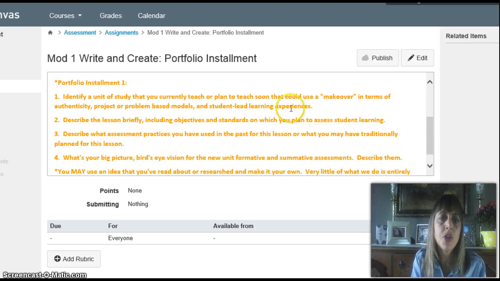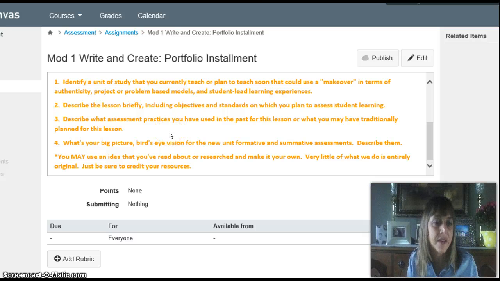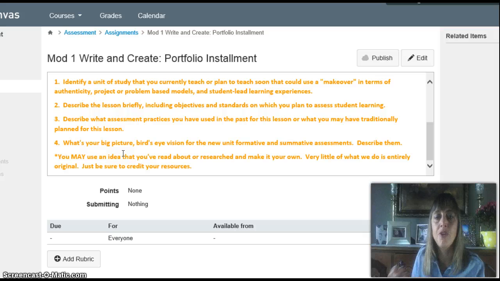And when I say this, we're talking about taking the teacher off of the focus a little bit here, and we'll get into that more in the next module. Okay, describe the lesson briefly, maybe like a before and after, the objectives and standards on which you plan to assess student learning. Describe what you've used before and what you would normally have done for this lesson if it's a new lesson. And then let's talk about what's your big picture, bird's eye vision for the new unit. What are you going to use for formative and summative assessments?